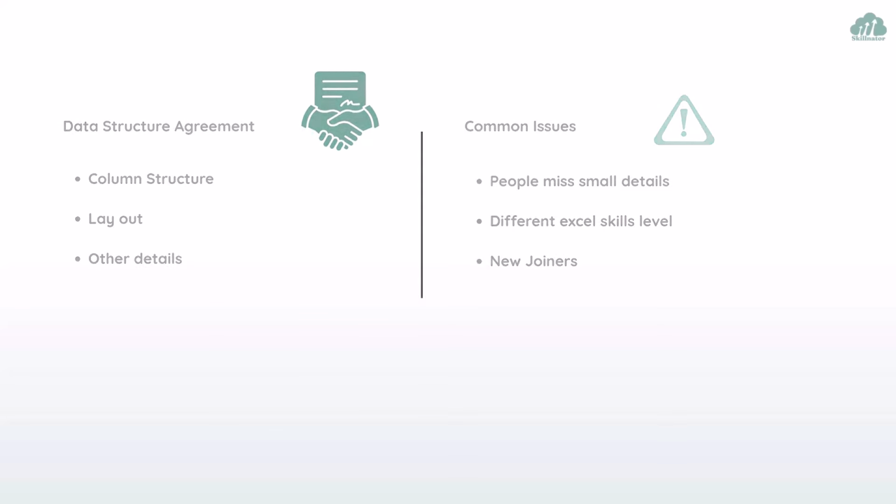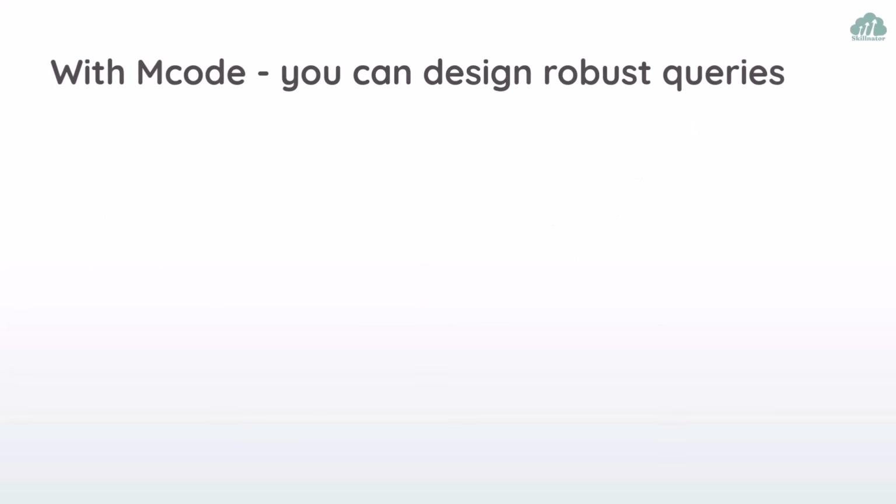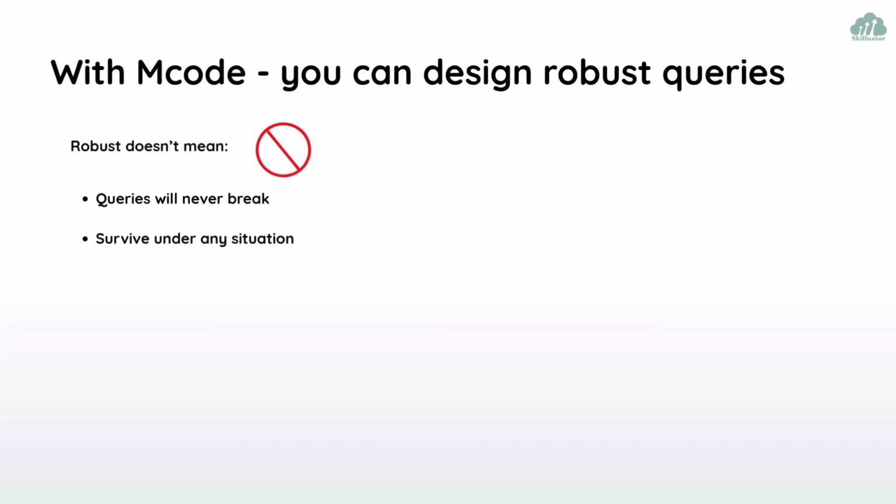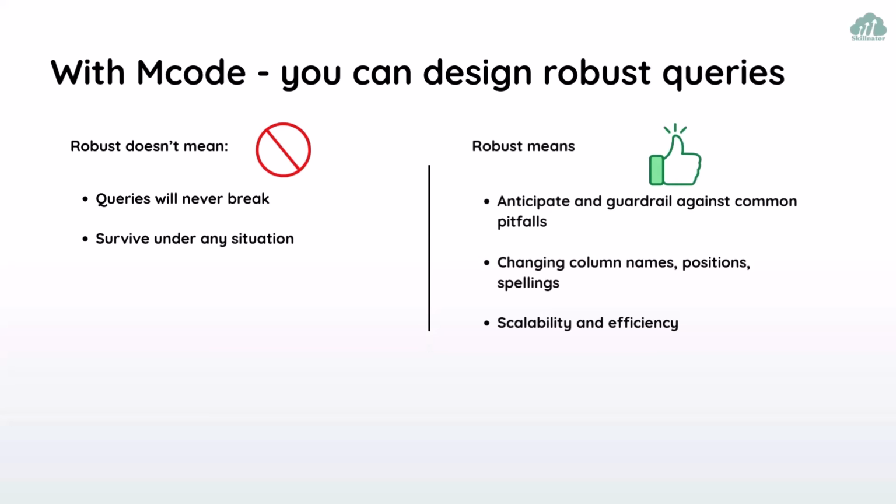Using M code, we can design robust queries that are stable and can handle these kinds of challenges intelligently. When I say robust, I don't mean to say that your query is never going to break down at all. Of course, if there is a drastic change in the source data, for example, if the entire structure of the file changes or the file gets deleted altogether, then of course your query is going to break down. What robust means here is that we design queries that anticipate and handle commonly occurring structural changes gracefully.